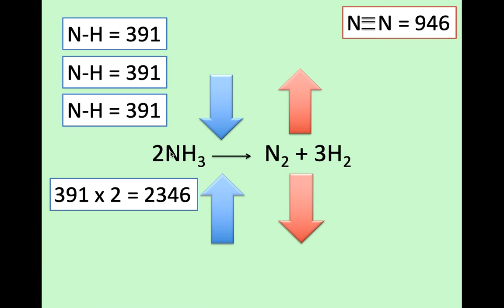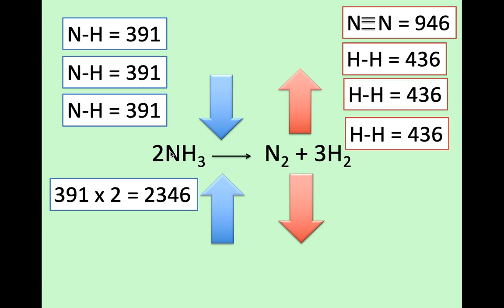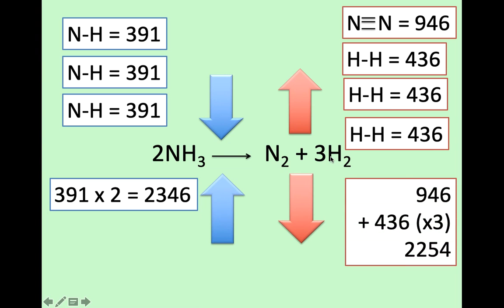On the other side, we've got a triple nitrogen-nitrogen bond, which for every 1 mole is 946 kilojoules that you're going to give out when you make that nitrogen. It takes 436 kilojoules of energy for the hydrogen-hydrogen bond, and we've got 3 of them. We've got 3 moles of hydrogen-hydrogen bonds here, so we have to times it by 3. So as you can see, we've got 946 kilojoules, plus the 3 moles at 436 each. That gives us 2,254 kilojoules that are made.